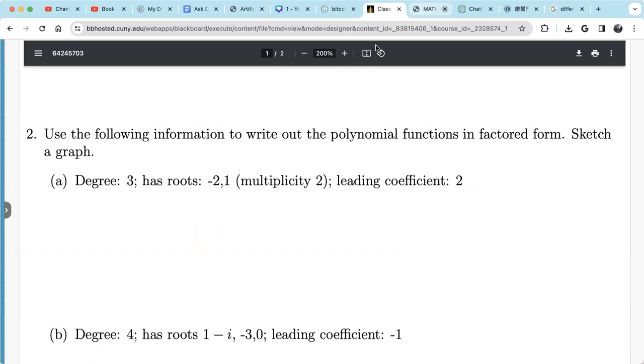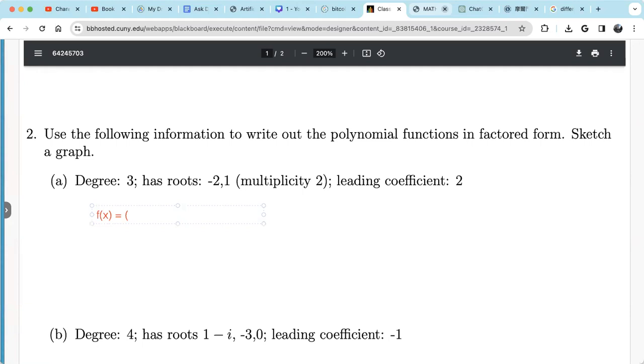Let's see 2. Question 2, we need to write out the polynomial function. So start with f of x equals to. So degree is 3. So we have 3 factors.